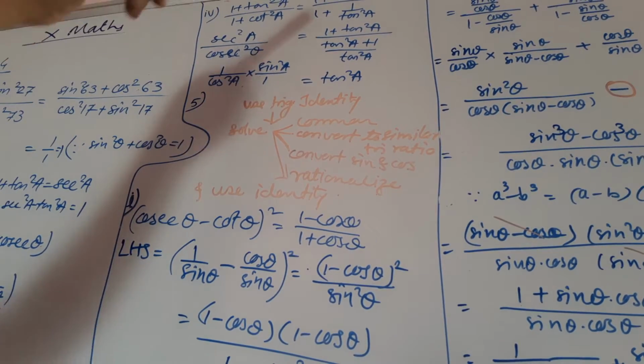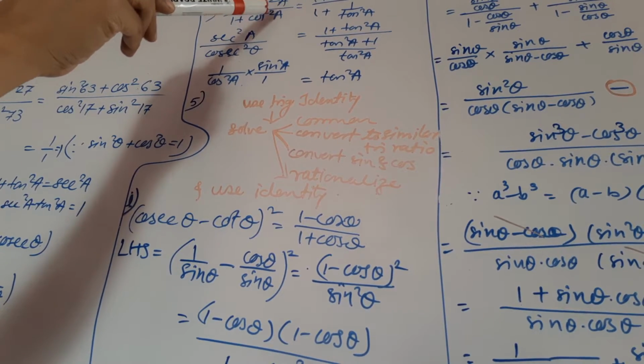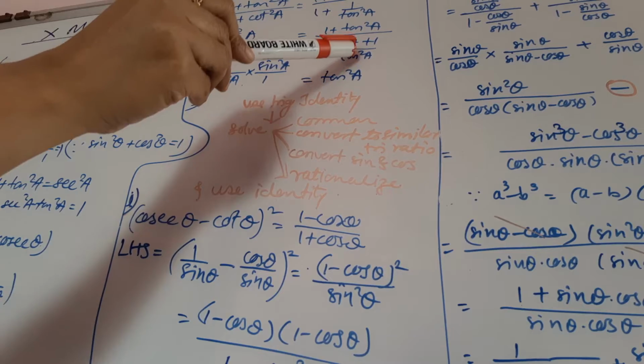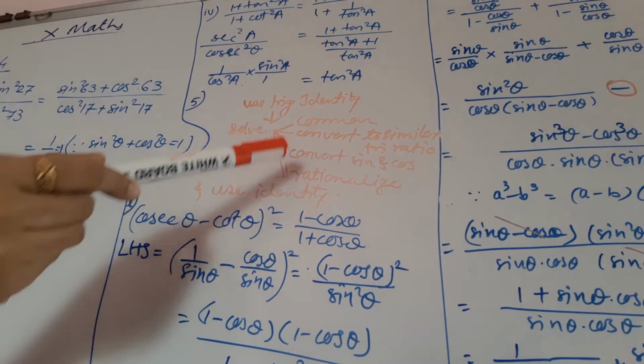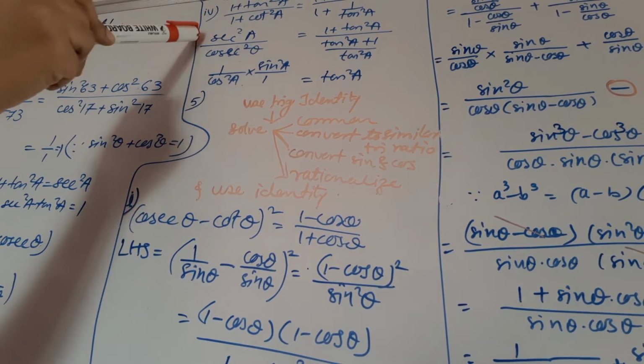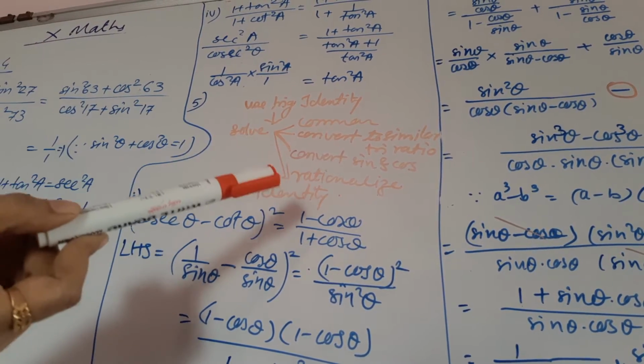For example, in this problem we have done, tan A and cot A were given, so we converted cot A into tan A and it was easy to solve. First we want to see whether we can use the identity, then we can use the identity there, no problem.